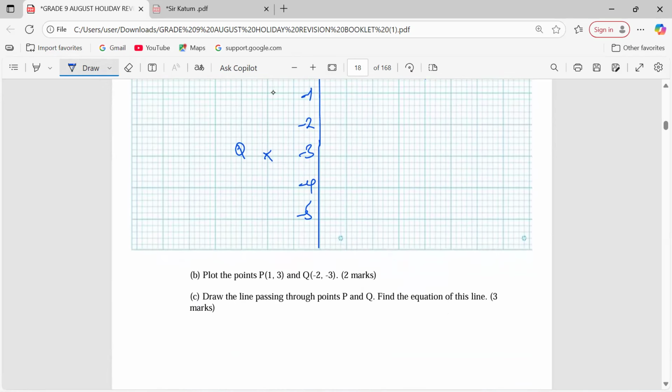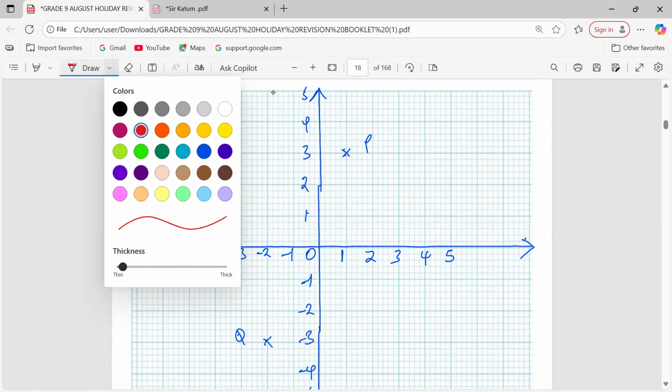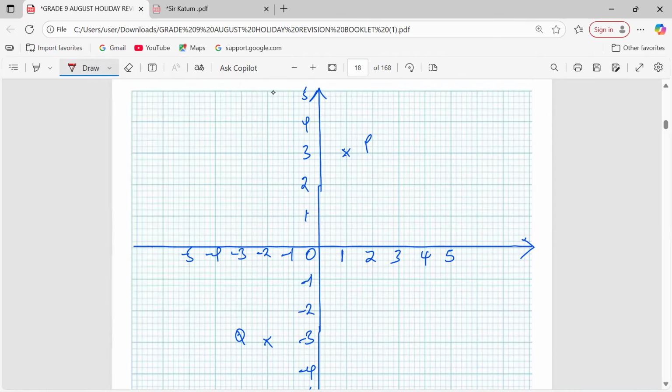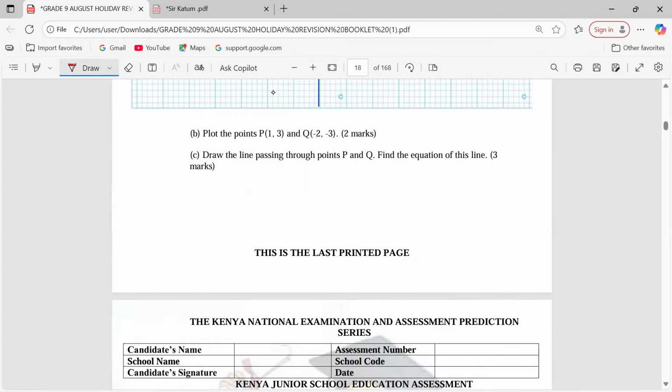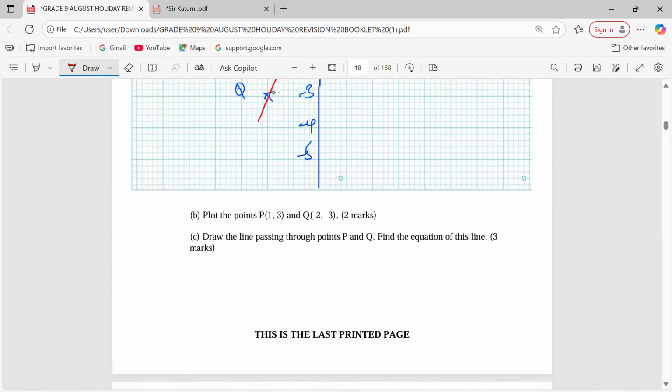So we draw the line through P and Q. Let me change the color at that point. Through P and Q. That way. So we have our line. Then with the line, we are also advised to find the equation of the line for 3 marks. How do we find this equation?